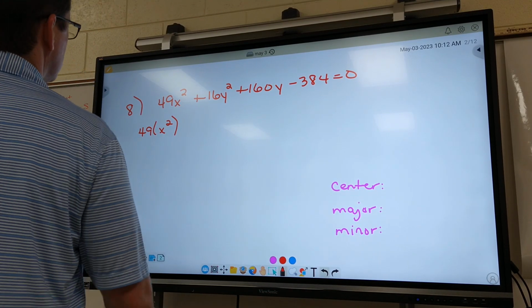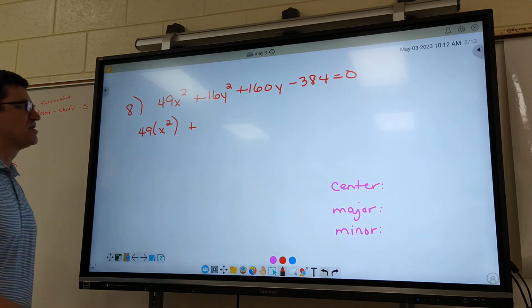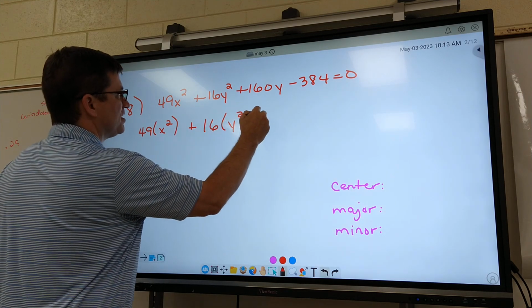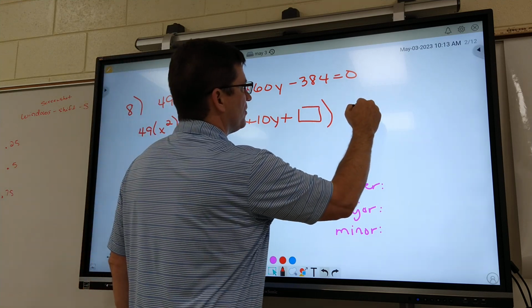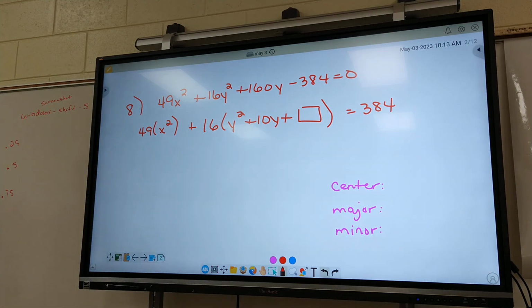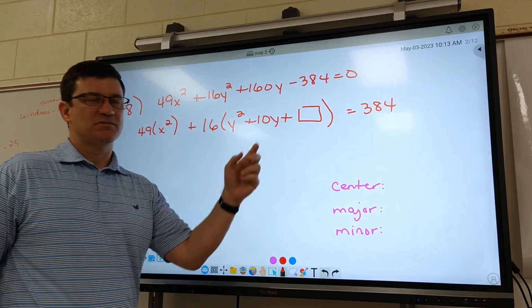In front of x squared. All right, what do I divide the y's by? 16. y squared plus 10y, then your box equals 384. All right, Matthew, figure out or explain to me, how do we figure out what goes in the box? 5, half of 10 is 5, 25.